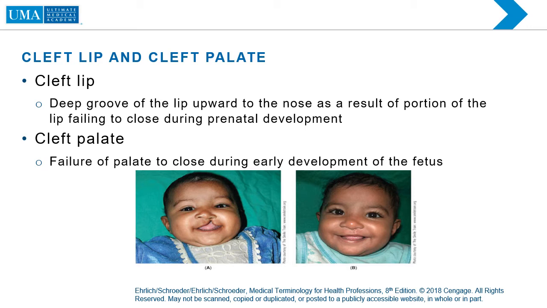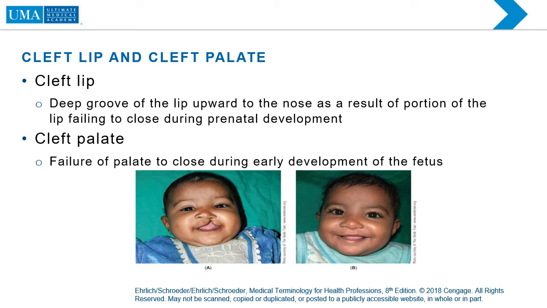Now, if we were to take a look at the cleft palate, here it's the failure of the palate to close during that early development of the fetus that is the problem. Here, this opening can involve the upper lip as well as our hard palate and or the soft palate, remember, which is at the top of the roof further back.